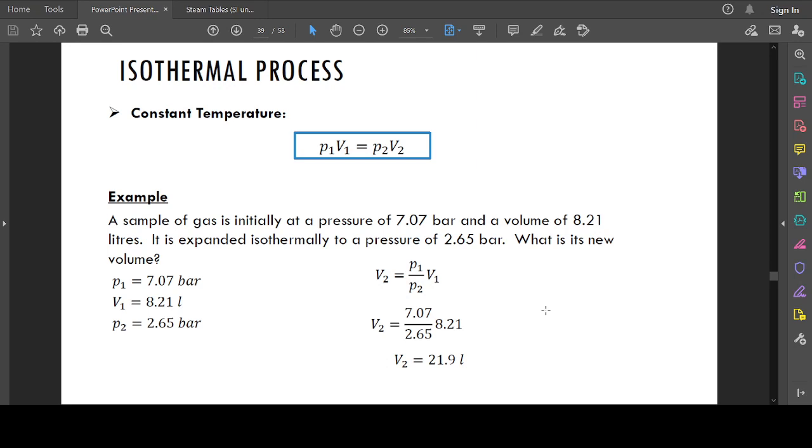So here is a typical example of an isothermal process. We have a sample of gas which has its initial pressure as 7.07 bar and a volume of 8.21 liters. It is expanded isothermally to a pressure of 2.65 bar. What is the new volume of this gas?